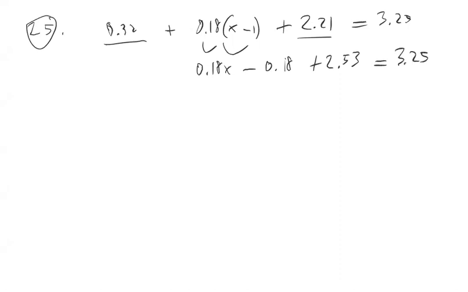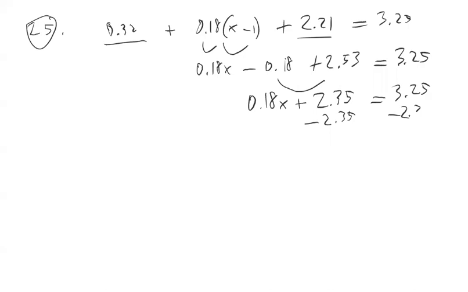Now you're going to combine these together. Those are like terms. So negative 0.18 plus that is equal to, let's see, 33 plus 235, I think. 235. 0.18x plus 235 equals 325. Now I'm going to subtract this from both sides to get the x almost by itself. This goes away, and 5 goes away, that goes away.